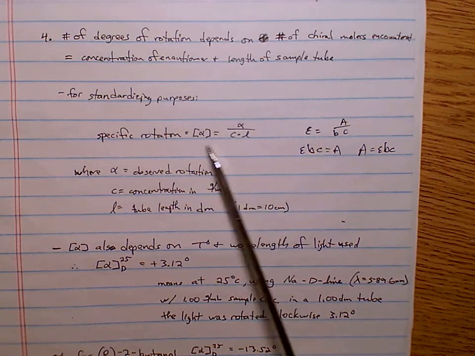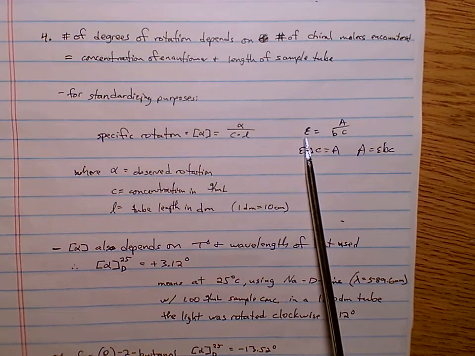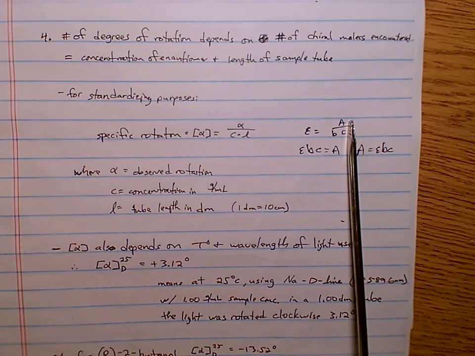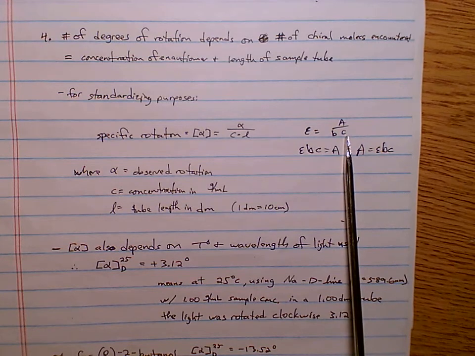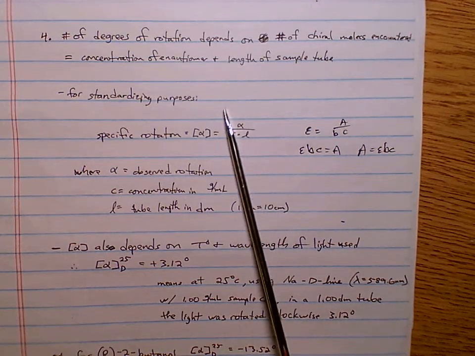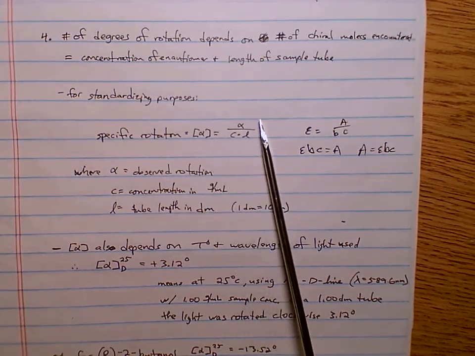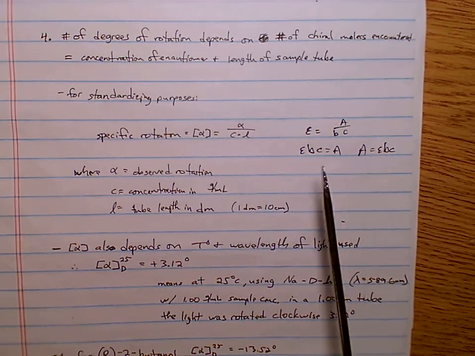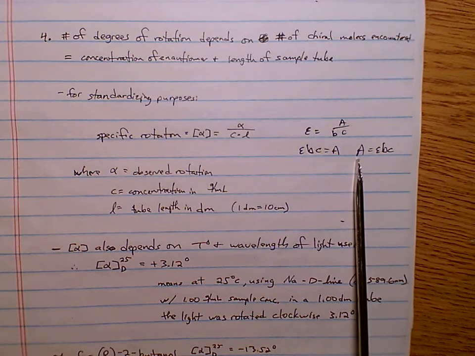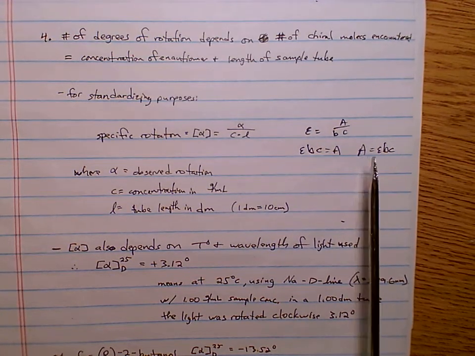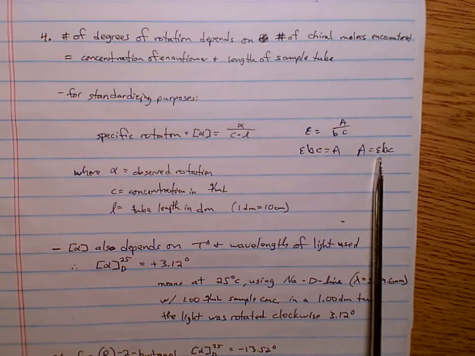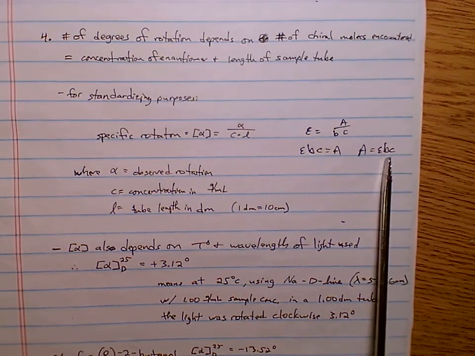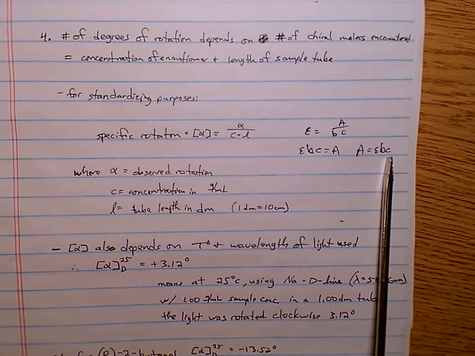Another way of looking at that is a constant such as epsilon equals the observed absorbance divided by the path length times concentration. This equation for specific rotation is essentially Beer's law. Instead of absorbance, we're looking at the angle of rotation that we see. Instead of the molar absorptivity, we're looking at the specific rotation, but we're still looking at the length of the tube, and we're looking at the concentration.